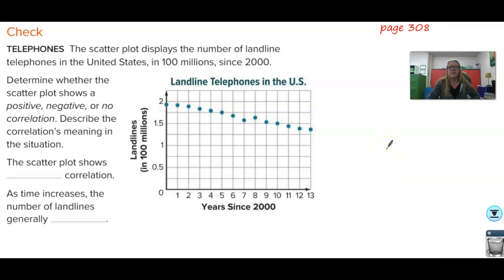The scatter plot displays the number of landline telephones in the United States. Probably most of you don't even have a landline anymore. Determine whether the scatter plot shows a positive, negative, or no correlation. This shows a negative correlation. This is a nice negative. And that means as time increases, the number of landlines generally decreases. I think I'd be interested to see a scatter plot of time and payphones.